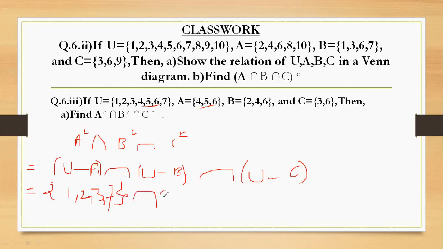Intersection. Now what will you get when you subtract B? Look here. 2, 4, 6 subtract from here. What is left? 1, Sir, 3. 1, 3. Next. 5 also. 7 also. Intersection.